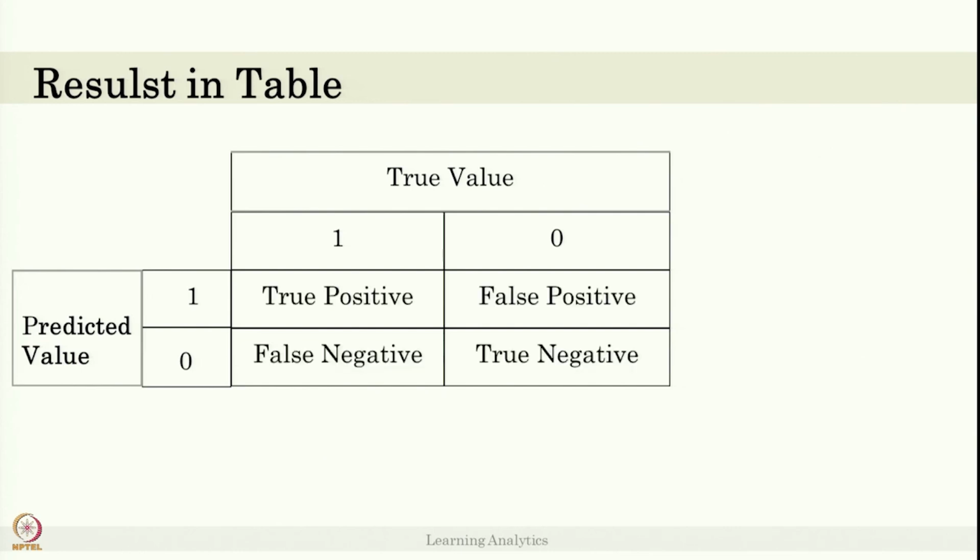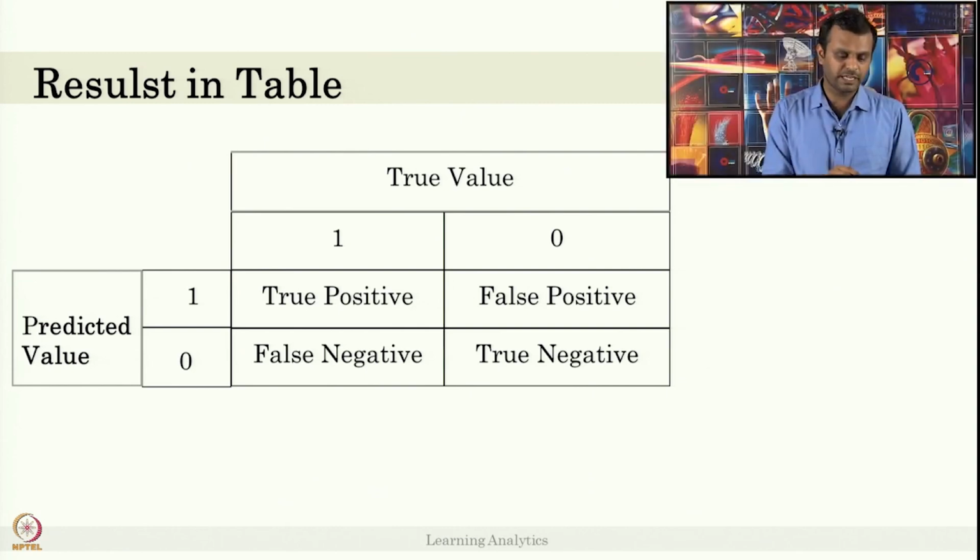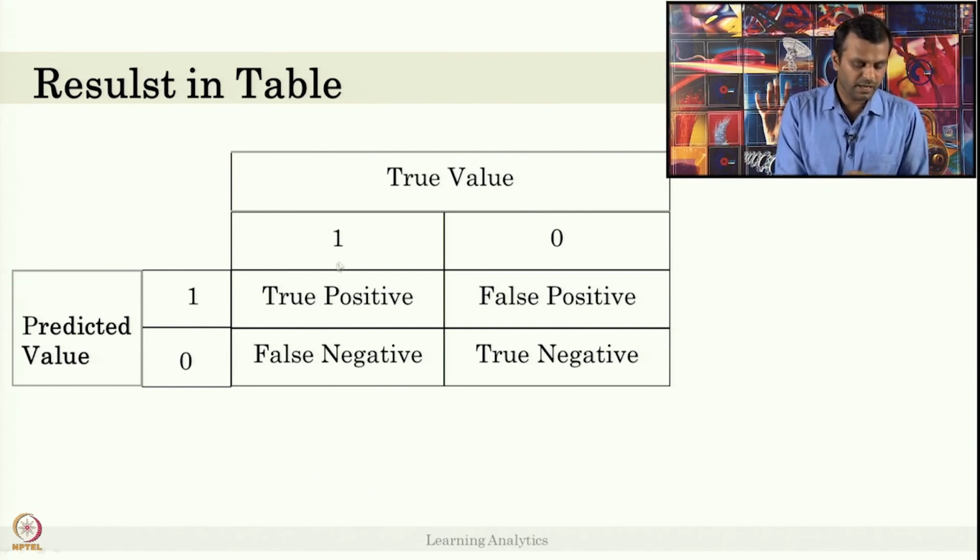So, whatever we saw in the previous slide is called true positive, false negative and true negative. If the value is 1 and it is correctly classified as 1 in our prediction model, it is called true positive. If the value is 0, but we wrongly classified it as 1, it is a false positive, because the student will not pass the exam, but you said they will pass. So, it is a false alarm, you wrongly predicted it. It is a false positive.